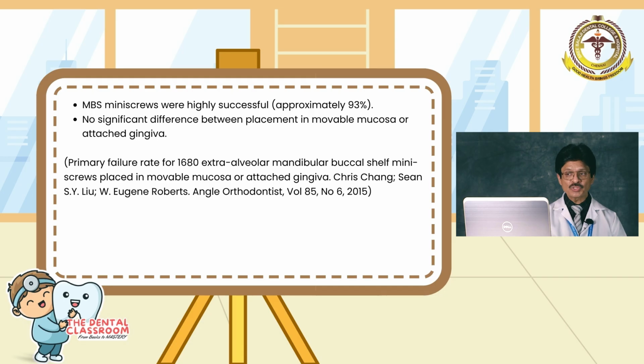MBS mini screws were highly successful, 93%, which is quite a good number. And there was no significant difference between placing them in movable mucosa or attached gingiva. Many a time we say we are required to place them in attached gingiva, but as we go posteriorly, we are going to encounter more movable tissue.